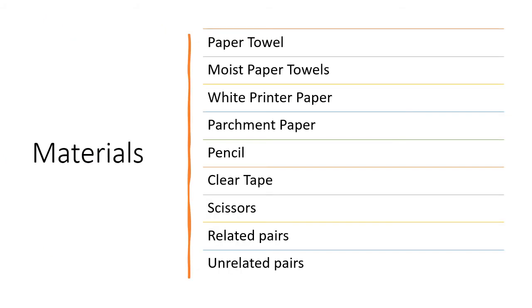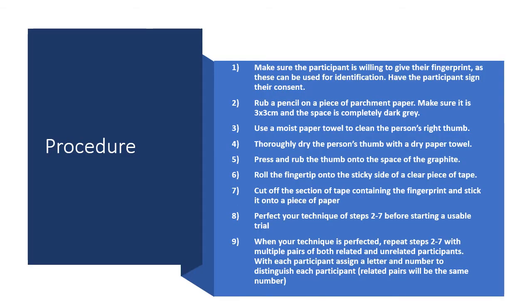The materials necessary for this project are as follows: paper towels, moist paper towels, white printer paper, parchment paper, pencil, clear tape, scissors, related pairs of people, and unrelated pairs of people. To allow this experiment to run smoothly, first, make sure the participant is willing to give their fingerprint, as these can be used for identification. Have the participant sign their consent.